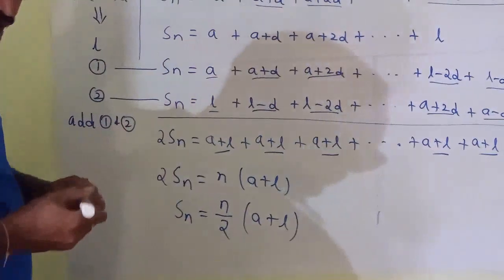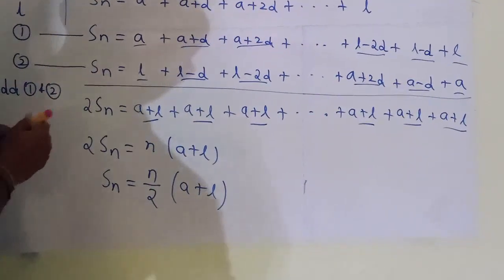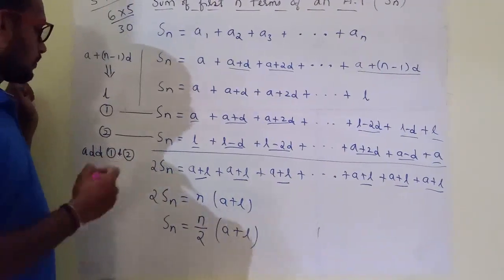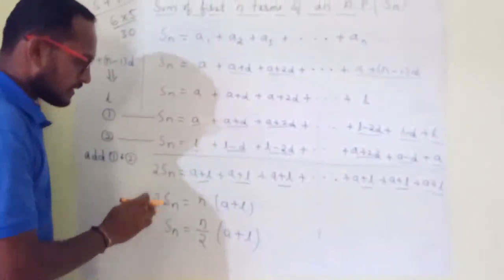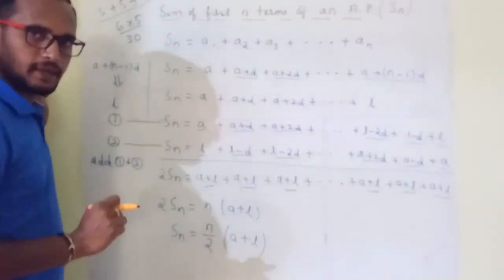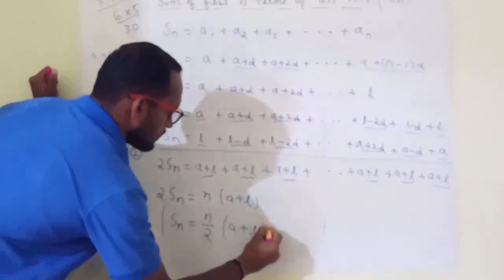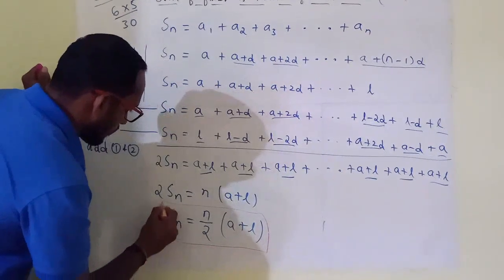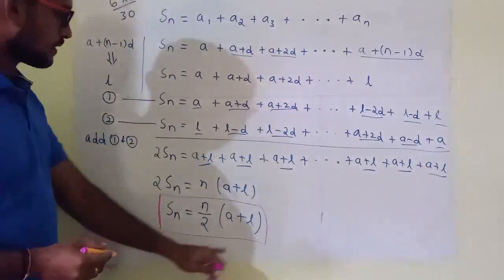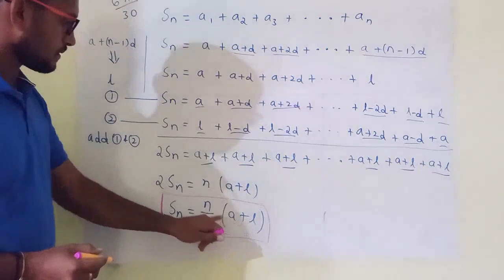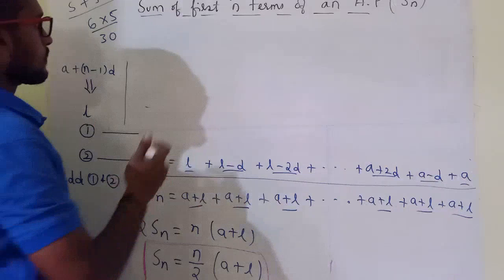So this is a very important one. This is a formula to find the sum of the first n terms of an AP if you know the last term. Just I'm marking here. This formula you must recall often. So Sn is equal to n by 2 times (a plus l), where l is the last term, a is the first term, n is the number of terms, and Sn is the sum of the first n terms.